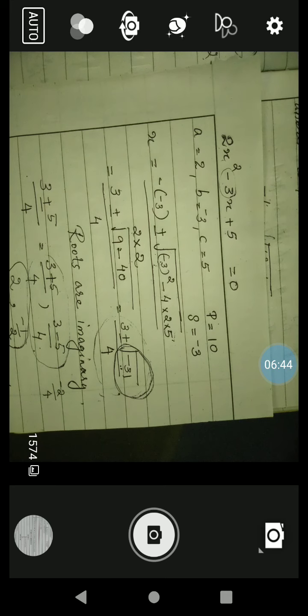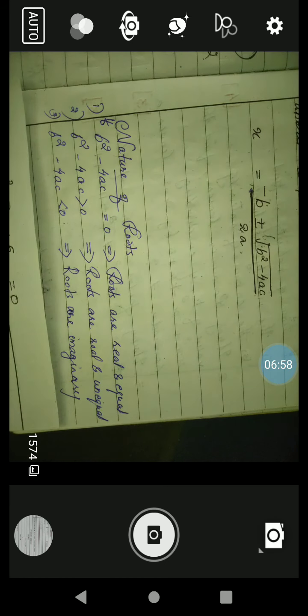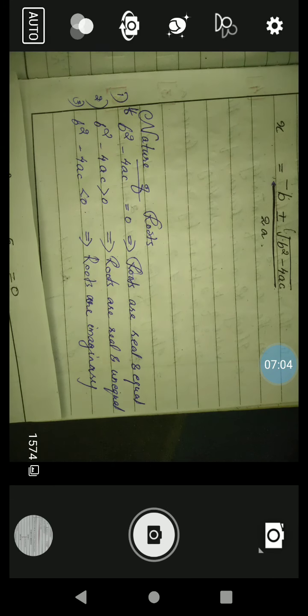The nature of the roots of a quadratic equation depends on the value of its discriminant, b square minus 4ac. Therefore, we can conclude the nature of roots. If the discriminant, that means b square minus 4ac, is equal to 0, roots are real and equal. If b square minus 4ac is greater than 0, roots are real and unequal. And if b square minus 4ac is less than 0, roots are imaginary.